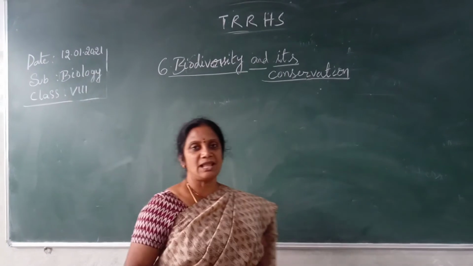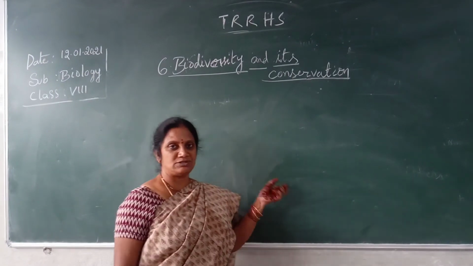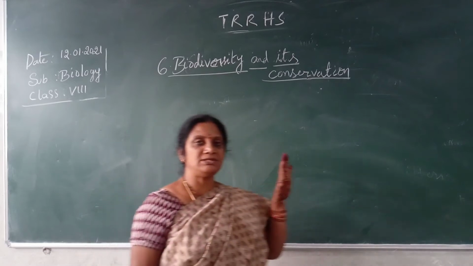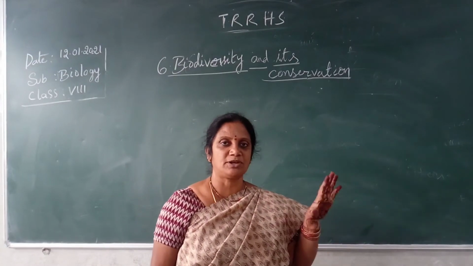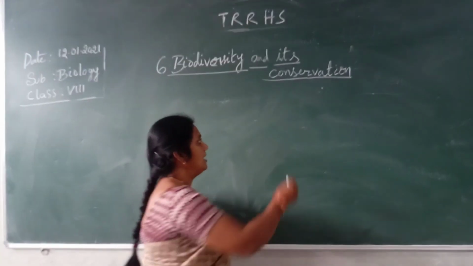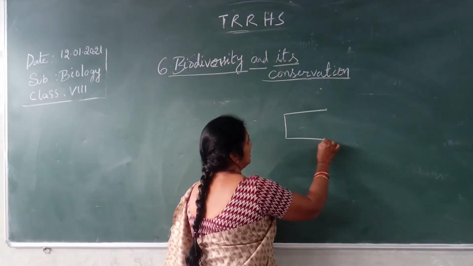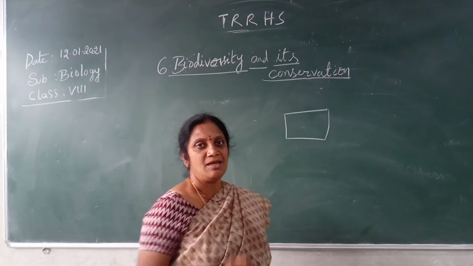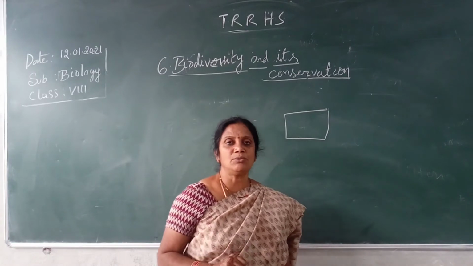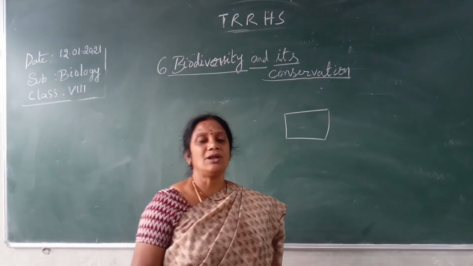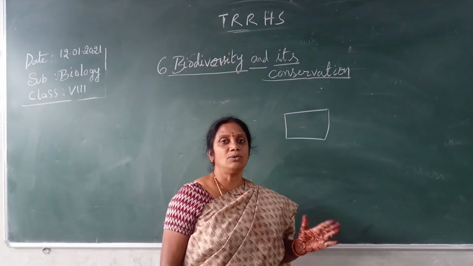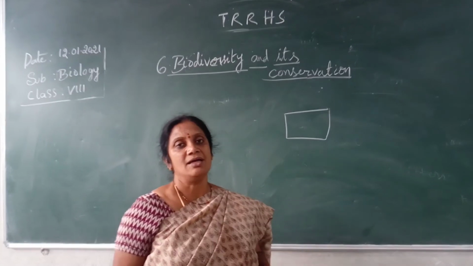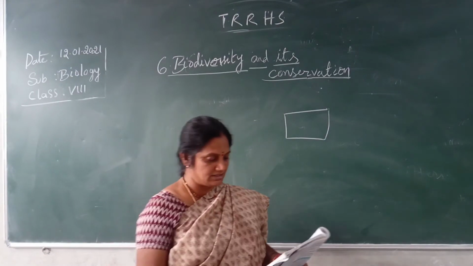So, in the previous class, we discussed biodiversity and how you can represent the biodiversity of a particular place in the form of a block diagram. Today we are going to discuss the variations, and how these variations occur in living organisms.